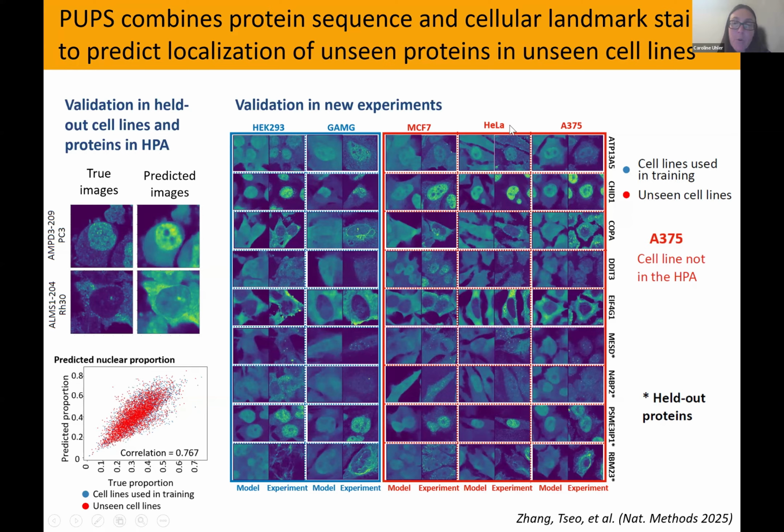In red are all of the cell types that we never saw in training. In particular, there is even one cell type that isn't even contained in the Human Protein Atlas. So it's a cell type that is not there. And even these two cell types we never saw. They are there in the Human Protein Atlas, but we held them out completely from training. This new data was actually generated in Fei's lab.